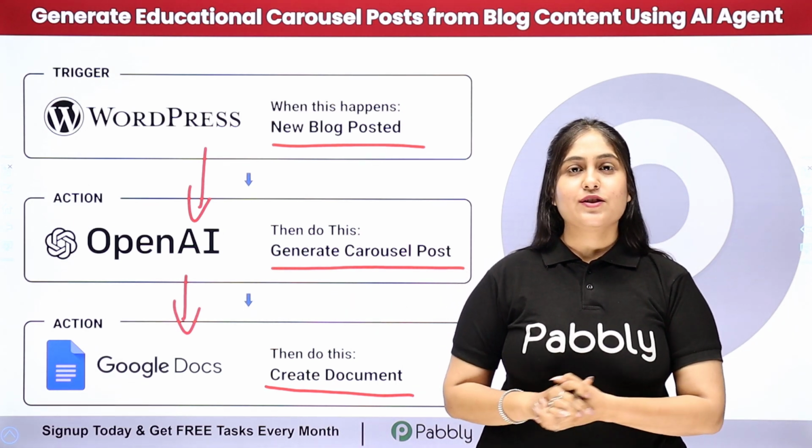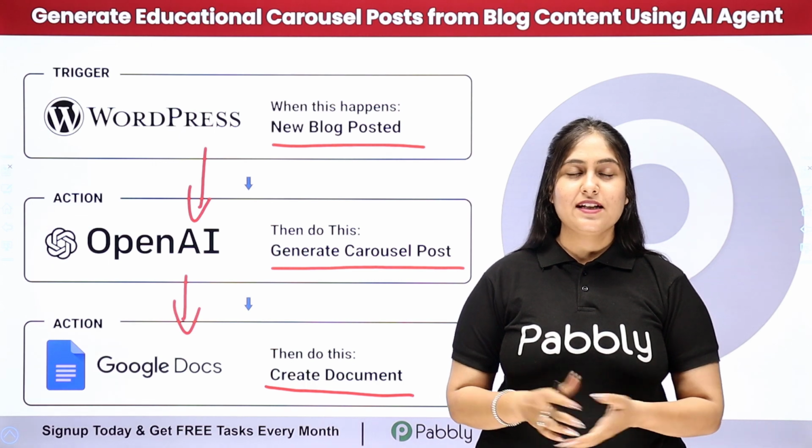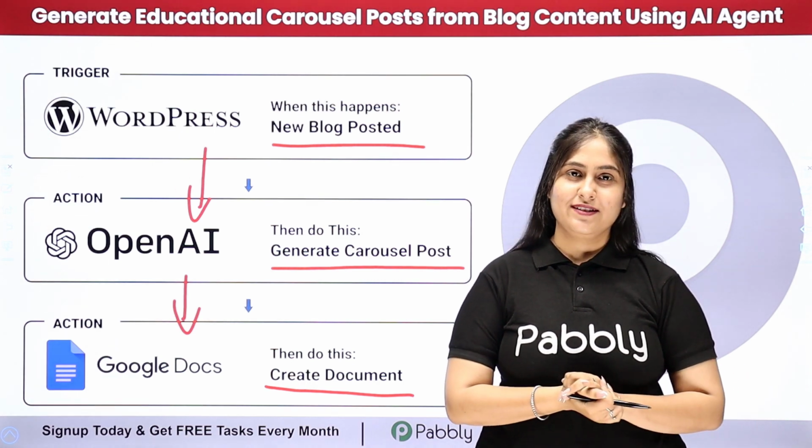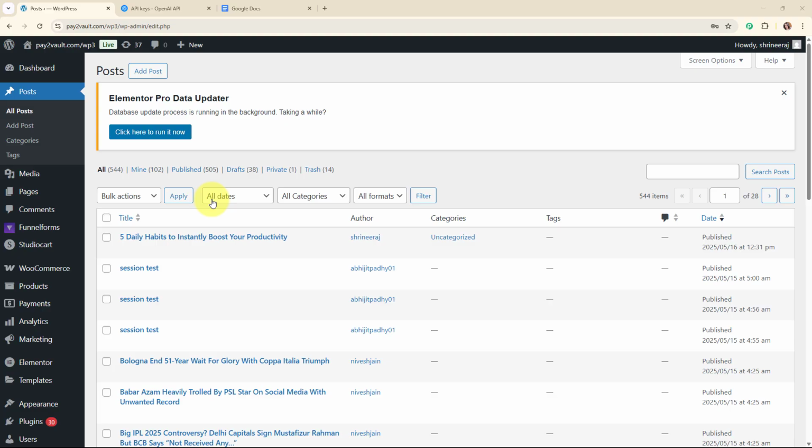So to see the working of this automation and to learn this process step by step, let me take you to my screen. Welcome to my screen. In this video, I'll show you how to automatically turn your blog content into engaging carousel post using AI agent. This helps you save time and keep your social media active with valuable content.